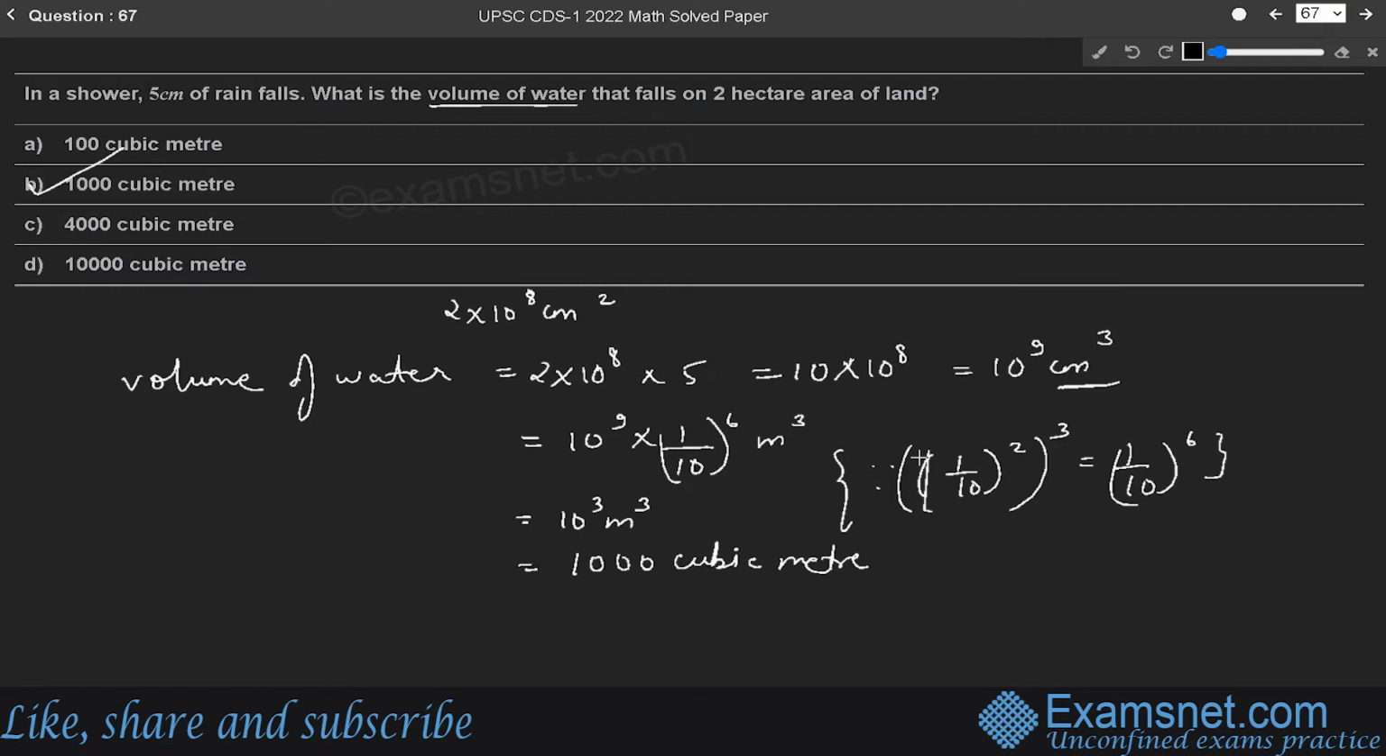See, these questions are very simple. There is no need to get confused with the given quantities. You just have to apply the right formula with the right concept.